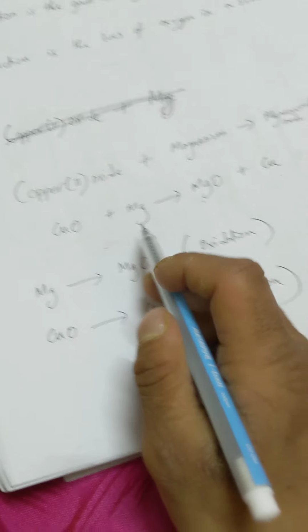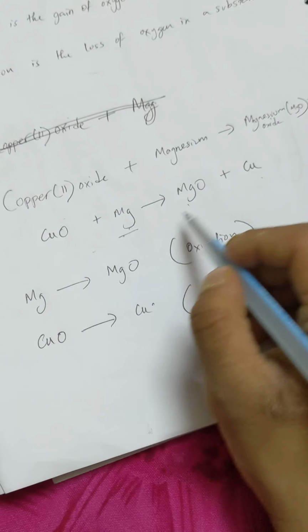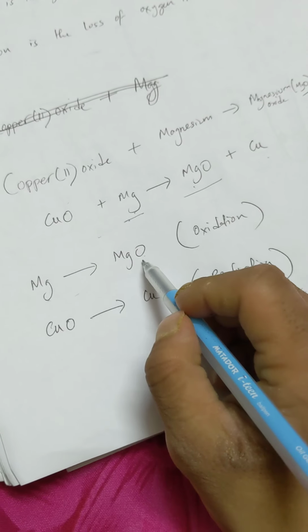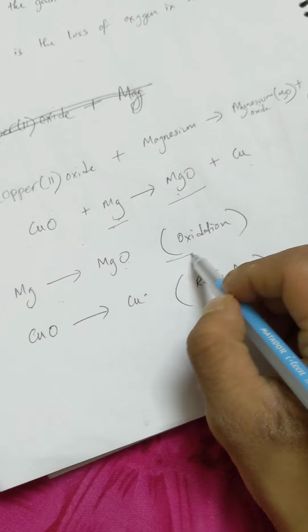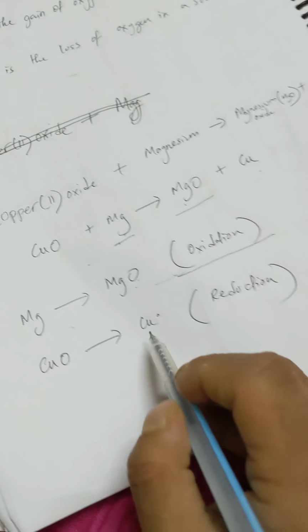So as you can see, magnesium after the reaction becomes magnesium oxide. So magnesium is gaining oxygen and it is becoming magnesium oxide. That's why, as it is gaining oxygen, we are saying that it is going through oxidation. Whereas copper oxide, it's losing oxygen and it is becoming copper.